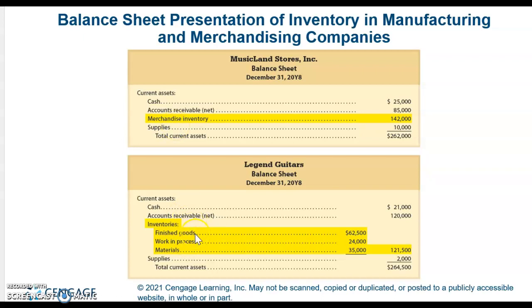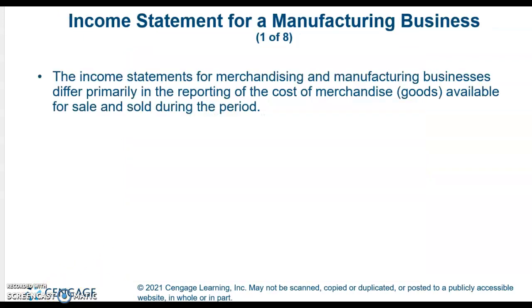And then down here, a manufacturing company has three types of inventory: raw materials, or here it's listed as materials, work in process inventory, and then finished goods inventory. So the income statement is going to look somewhat similar, but there may be a few new accounts.